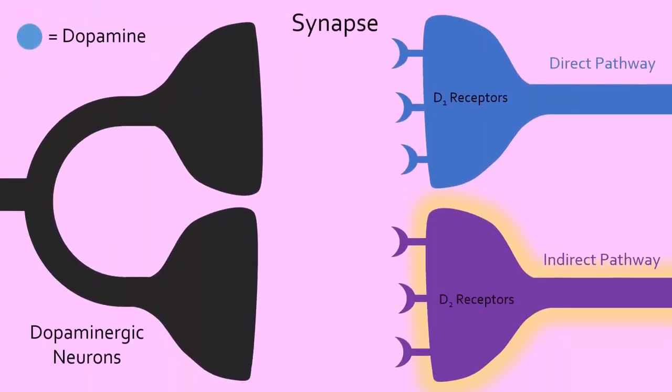This is because dopamine can bind to D1 receptors in the starting neuron of the direct pathway to activate it, as well as binding to D2 receptors in the starting neuron of the indirect pathway to inactivate it. This is just a taste of how complex the neuroscience in our brain is. One neurotransmitter can cause both excitatory and inhibitory effects just by binding to different receptors.